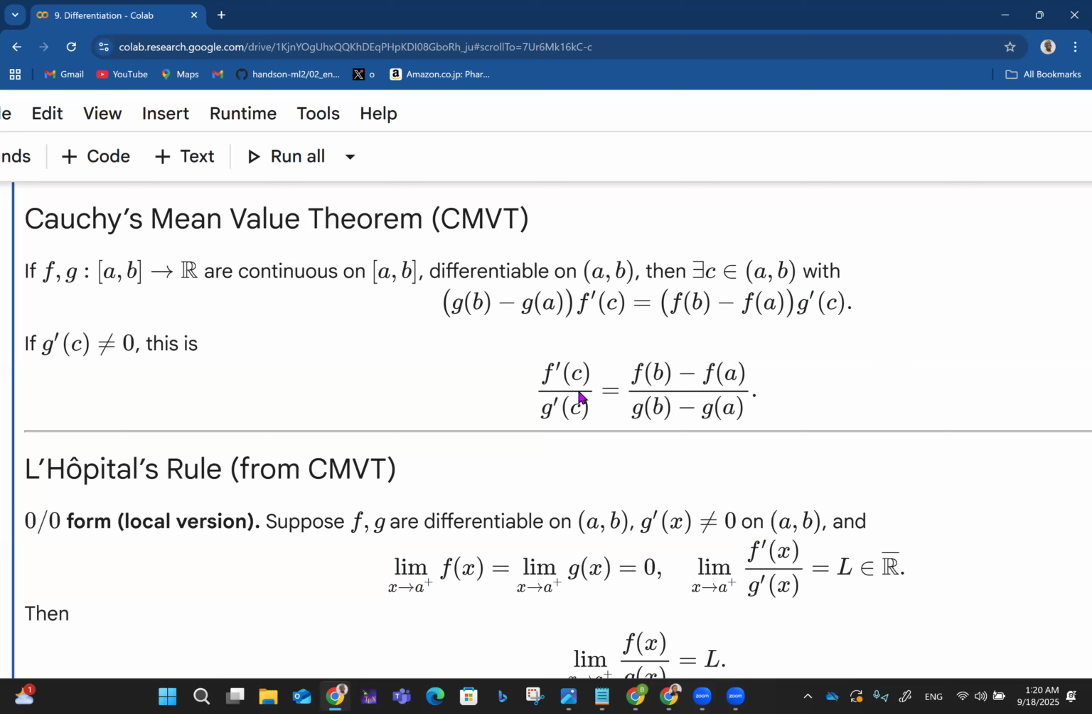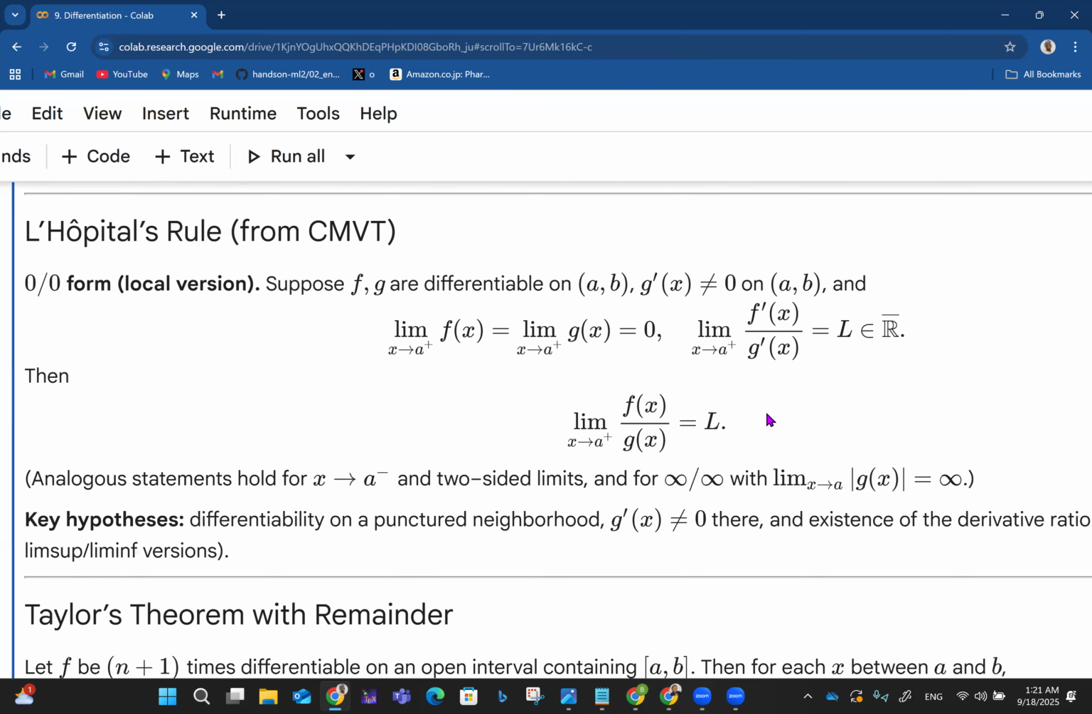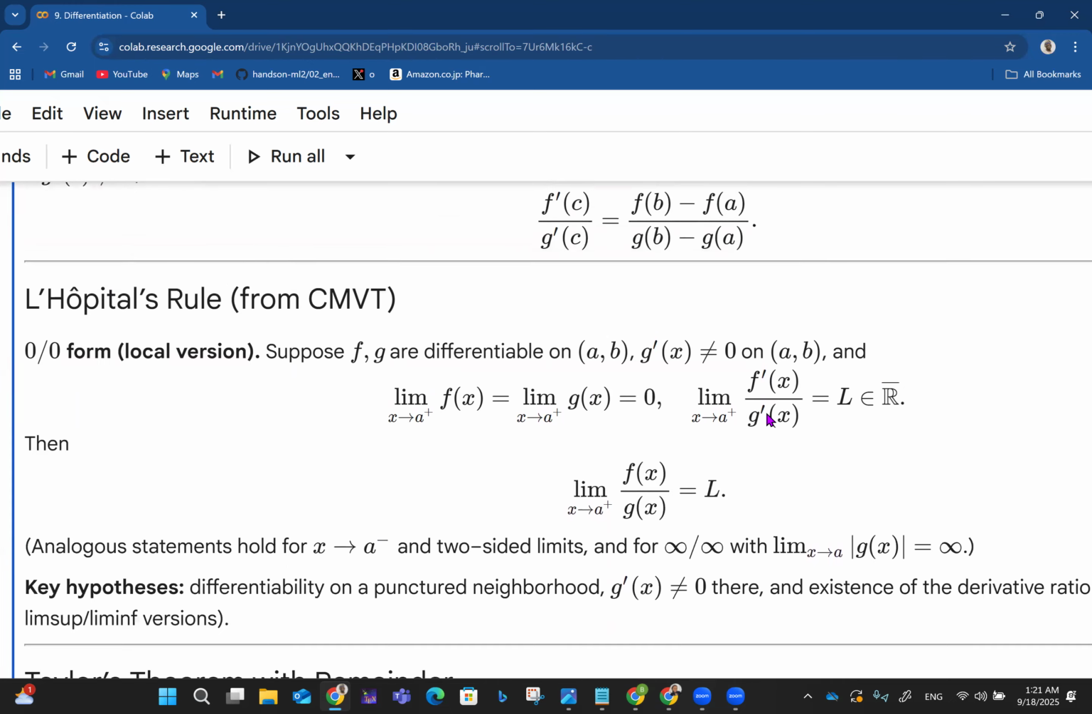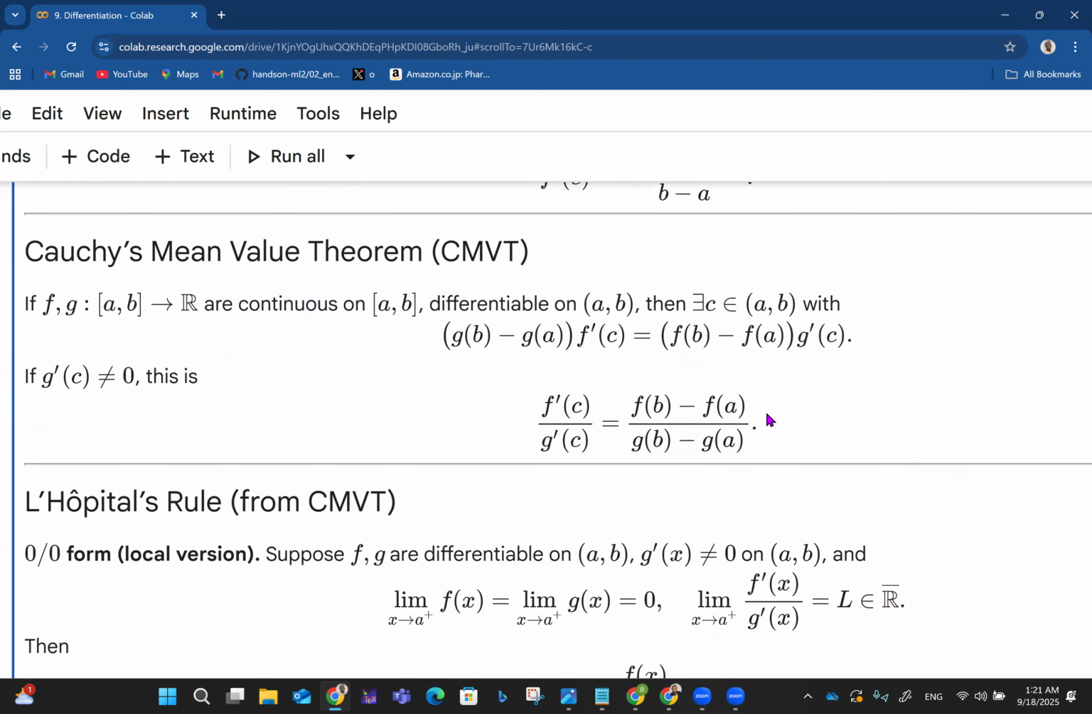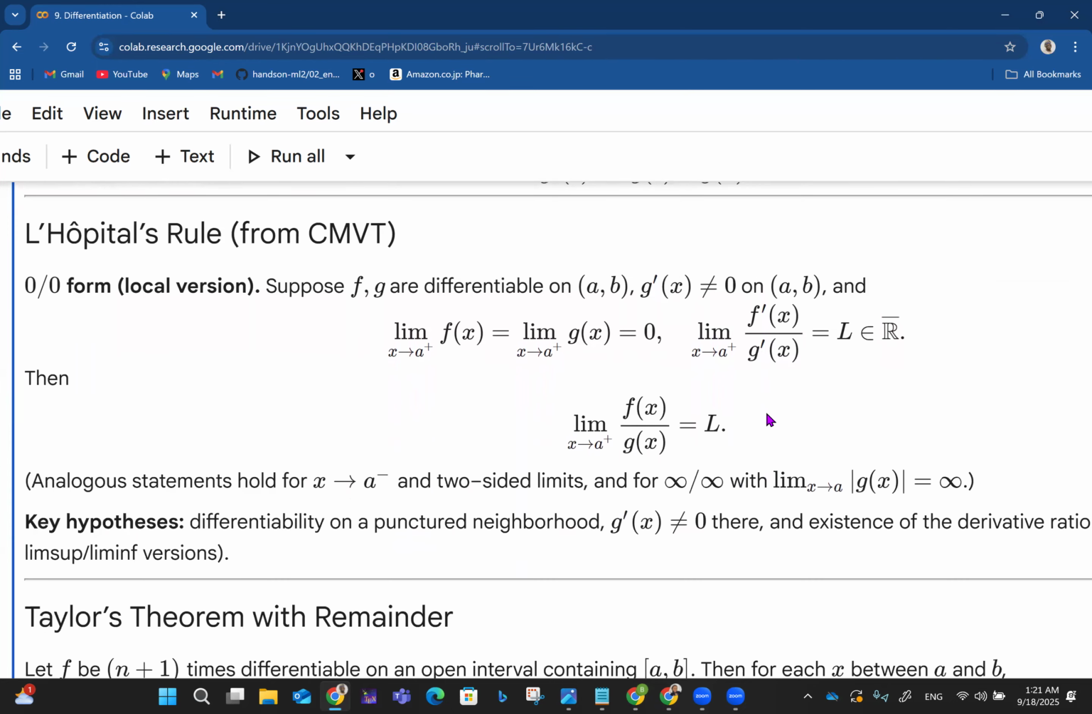then we have that f prime of c. So we can rearrange this, and we have f prime of c over g prime of c equals f of b minus f of a over g of b minus g of a. That's the Cauchy's mean value theorem. And then we have a very nice idea again, called the L'Hopital's rule, and it is based on the Cauchy's mean value theorem, CMVT.